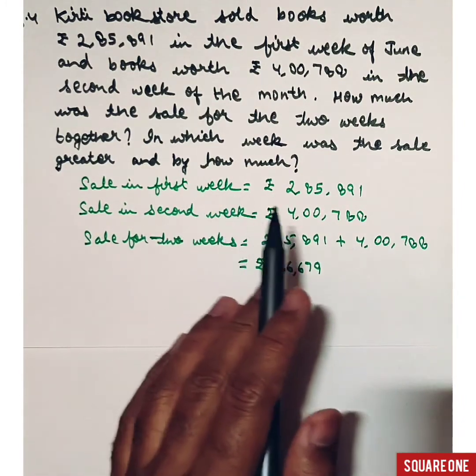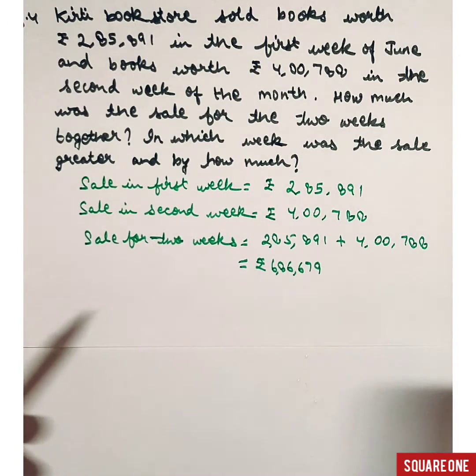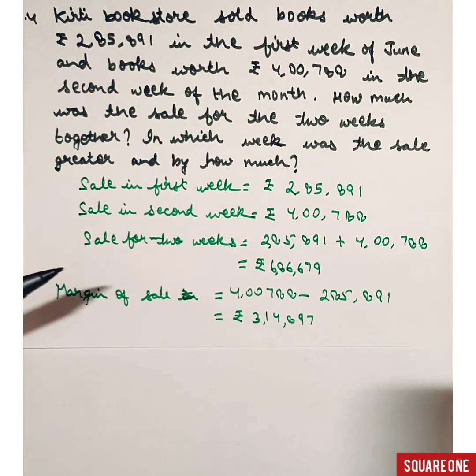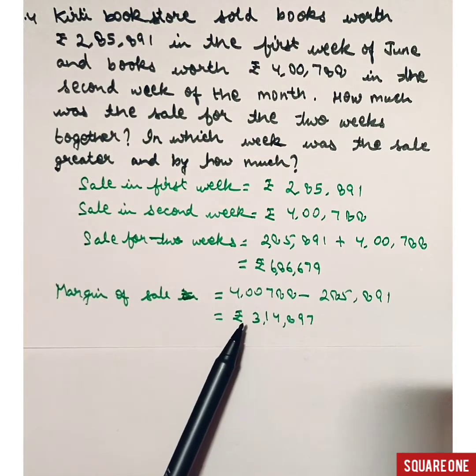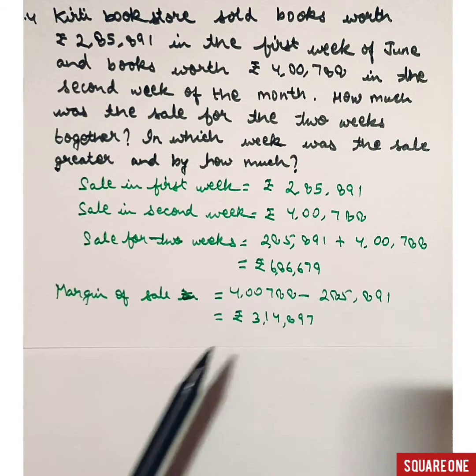In which week was the sale greater and by how much? So we find out the difference between these two numbers. So the margin of sale is rupees 3,14,897. We found out the difference and we got the answer.